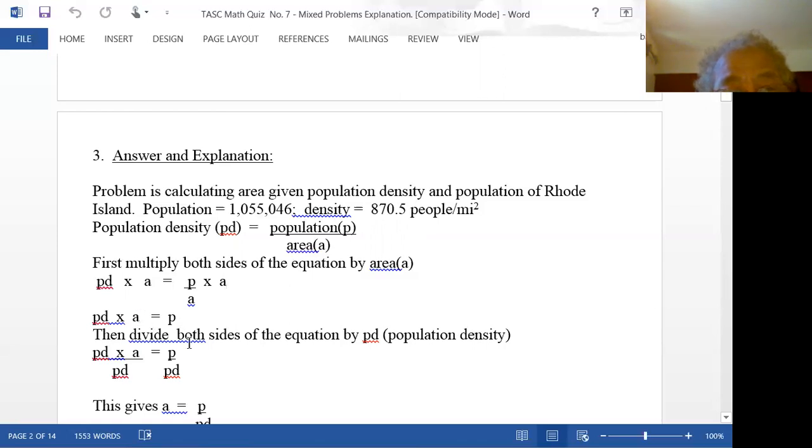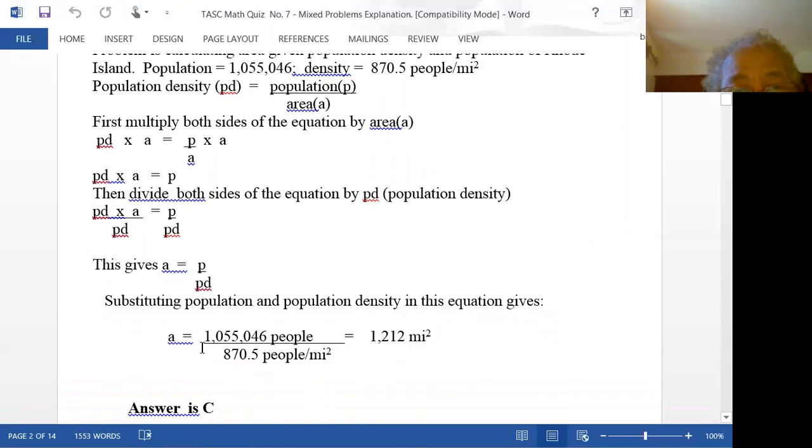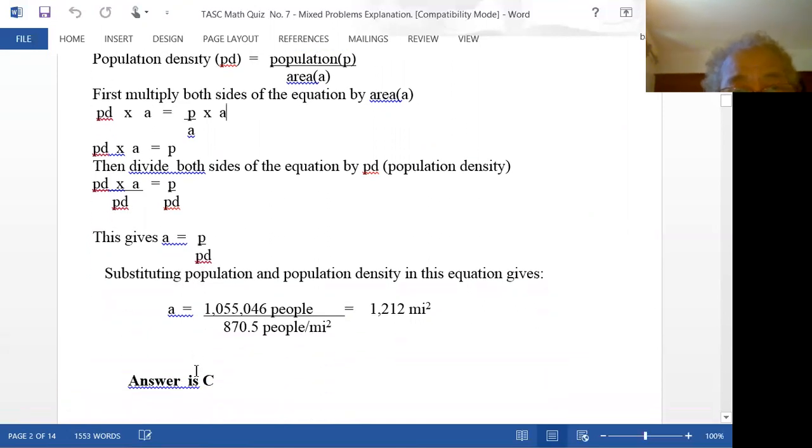Now we're still looking for A. Now A is over here and it's being multiplied by PD. So what's the opposite of multiplication? Division. So we divide both sides by PD, and PD over PD is 1. 1 times A is just A. So A then is equal to population divided by population density. And we were given those values in the problem.